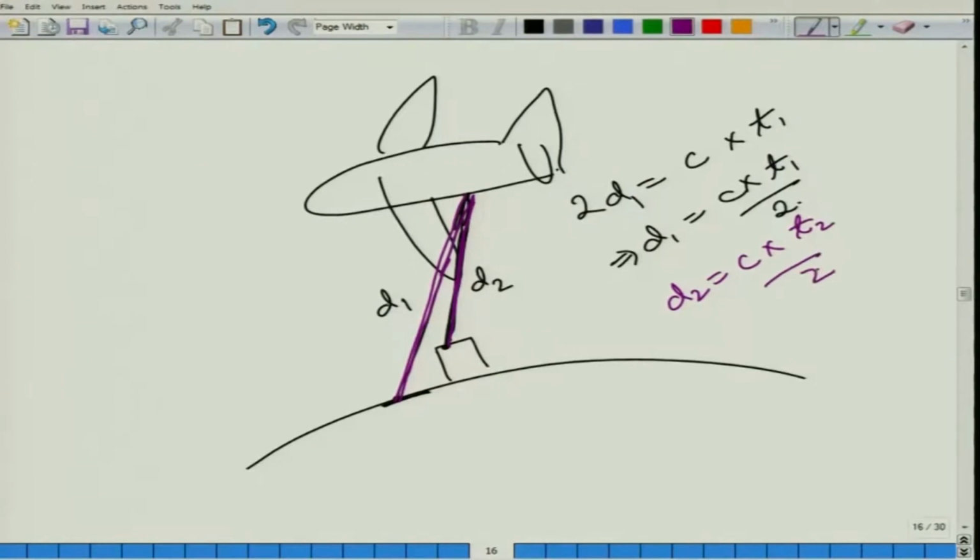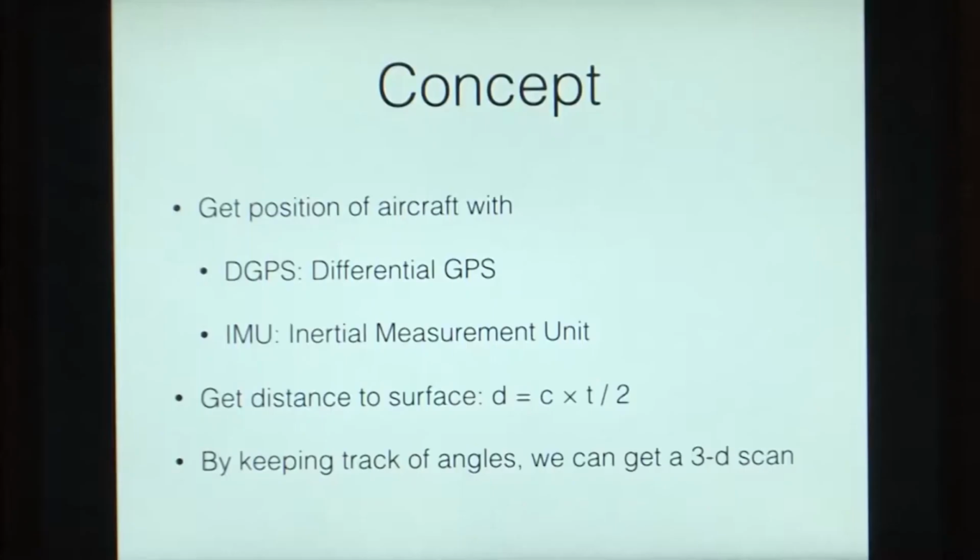Now, if we exactly knew the position of our aircraft and its tilt on all the axes very precisely, then just by knowing these d1 and d2, we would be able to reconstruct the scene computationally. So, coming back to the slide again. By keeping track of the angles, we can get a 3D scan of the whole scene.